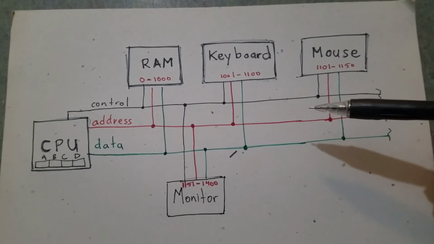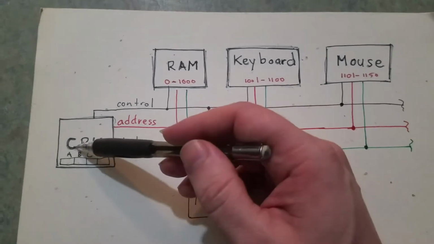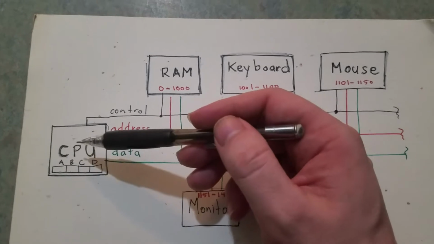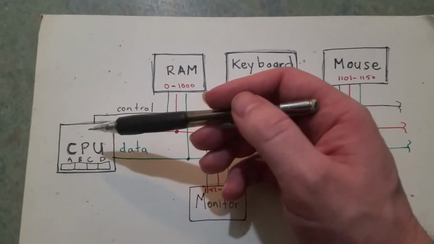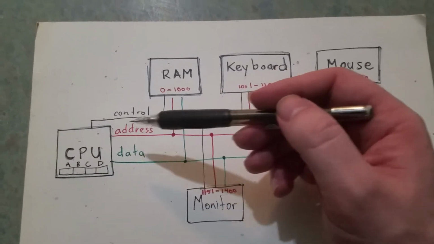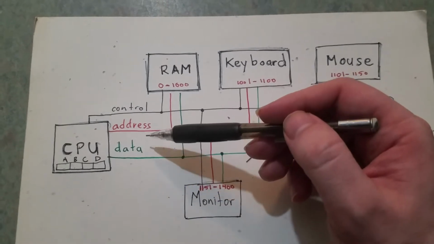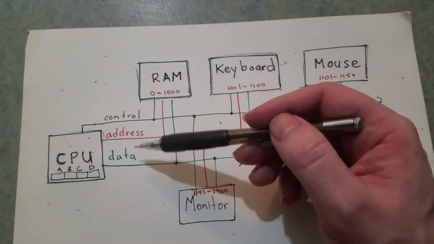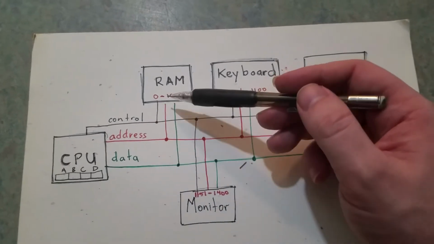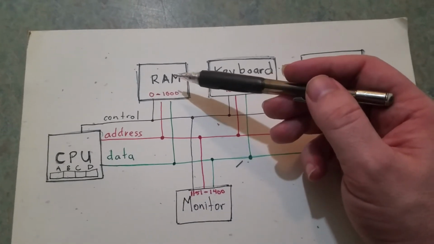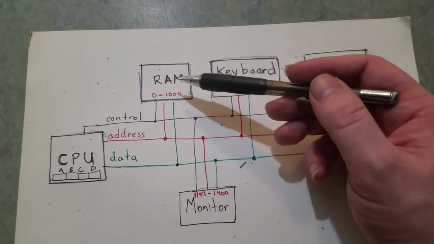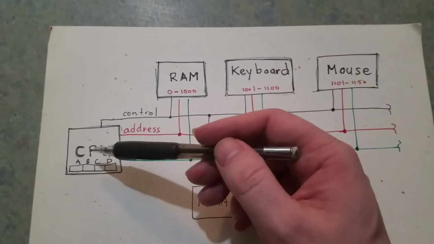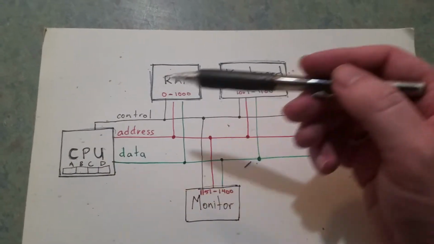We have the components, the CPU, which is the central processing unit here. It's responsible for doing the processing of the data, also controlling the addresses, and there's these control lines. There's the RAM, which is responsible for storing memory. RAM stands for Random Access Memory. CPU stands for Central Processing Unit.